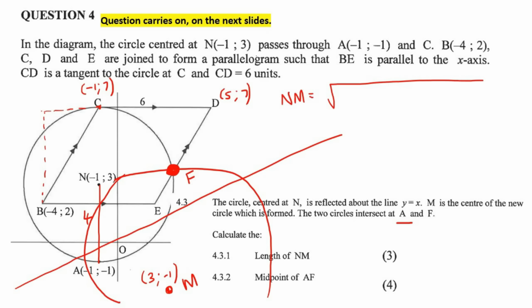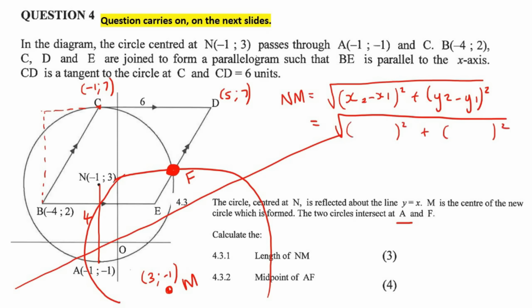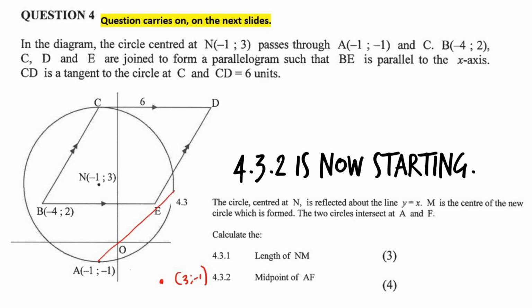using the distance formula. So let's just write that down: (x2 minus x1) squared plus (y2 minus y1) squared. Okay, so I'm just going to quickly fill that in. So that would be, for example, 3 minus 1, and then -1 minus 3. And if we fill that all in, we would end up with 4 square root 2, and then if we round that to 2 decimal places, we end up with 5.66.